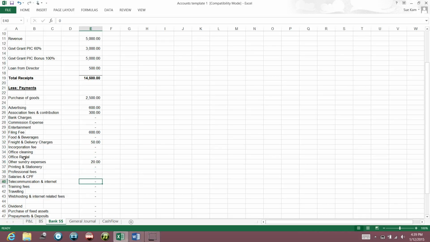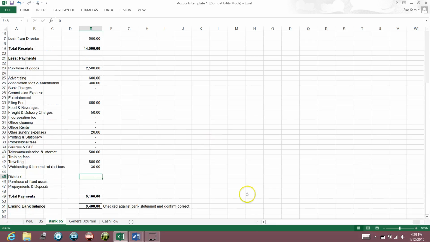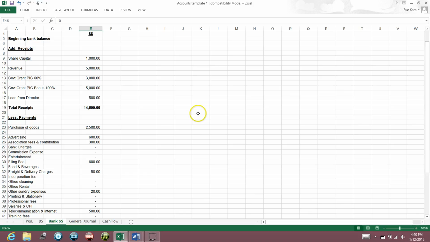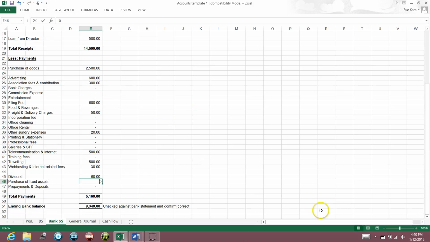So, for example, these are my figures, so I just put in. Dividend paid means how much the company paid to the shareholder as dividend. Maybe for the first year not so much, I just put a figure. Purchase of fixed assets: because I claim PIC 5,000, my purchase of fixed assets say 5,000. Prepayments and deposits 60.